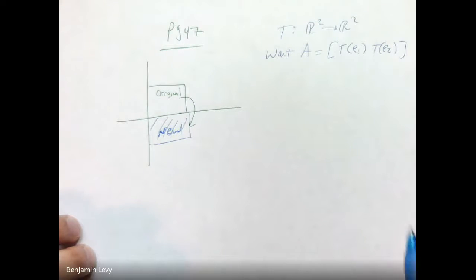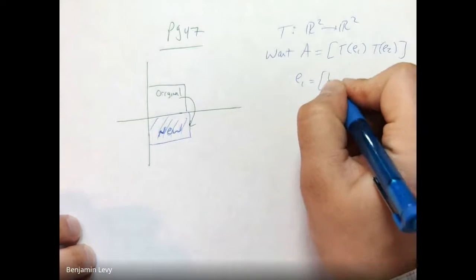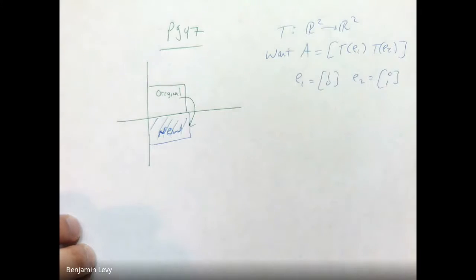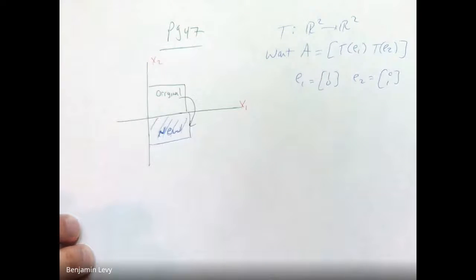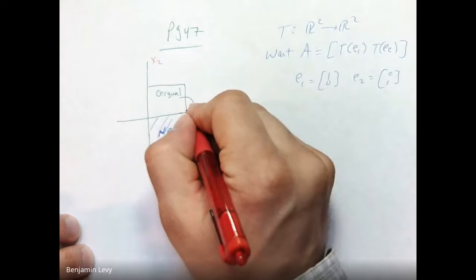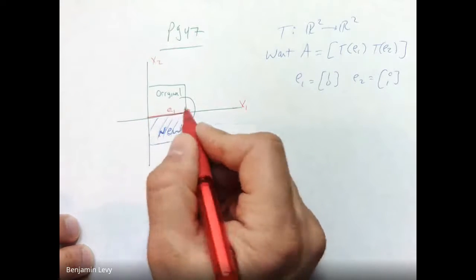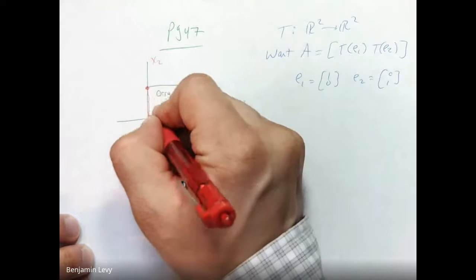And so E1 and E2, right? E1 is the vector 1, 0, and E2 is the vector 0, 1. If we're looking at the picture here, those two graphs, this is like the x1, x2 axis, right? And so 1, 0 would be right here. This is the E1 vector. And then E2 is 0, 1, and so that's this one right here.